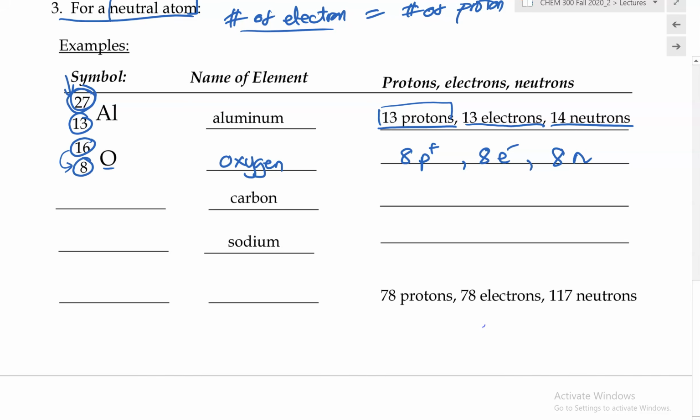Okay, and now let's do another example. Given the element carbon, what would be the nuclear symbol for it? The symbol of carbon is C, and carbon has the atomic number equal to 6. As for the atomic mass, it is equal to 12. On this atomic mass, make sure you round it to a whole number.